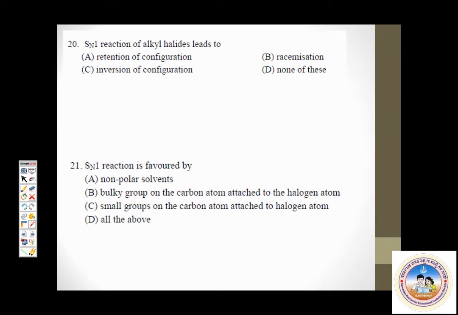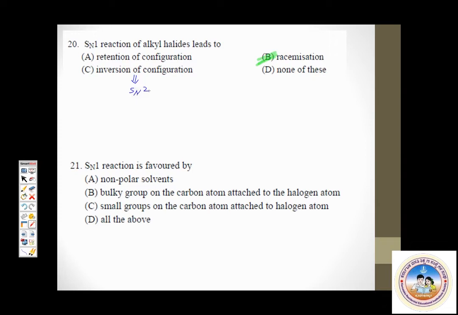SN1 reaction always leads to racemization, whereas SN2 reaction leads to inversion. This is option C is inversion. This is SN2. Option B is SN1. Therefore option B must be the correct answer. Yes. Question number 21.